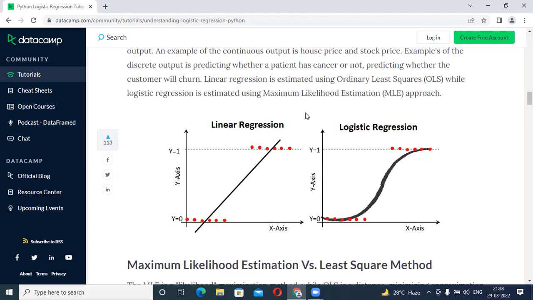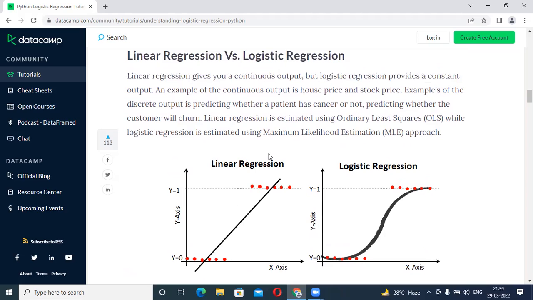But linear regression is a ramp function. It continuously increases, with the value of y increasing with respect to x in a continuous manner, and hence it is a straight line. So linear regression gives a continuous output, but logistic regression provides a discrete output.